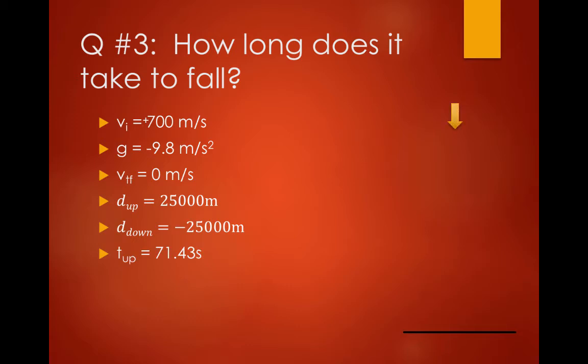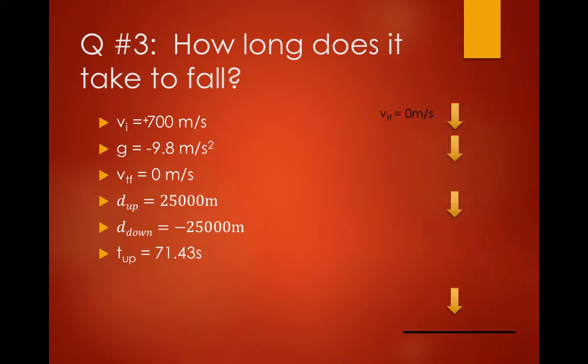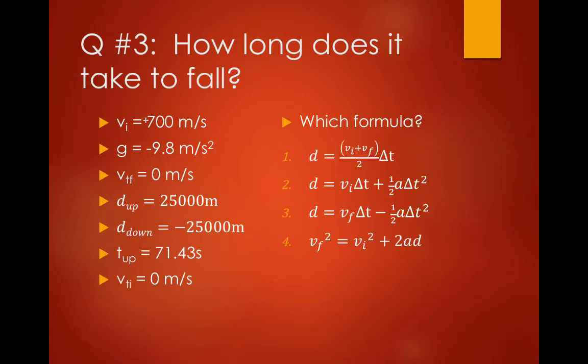Now as the object turns and starts to drop, it will displace greater and greater, meaning it's increasing its velocity at a rate of negative 9.8 meters per second squared. The velocity final at the top is 0 meters per second, meaning that the velocity at the top initially for the drop is also 0 meters per second. Which formula do we use? 1, 2, 3, or 4?